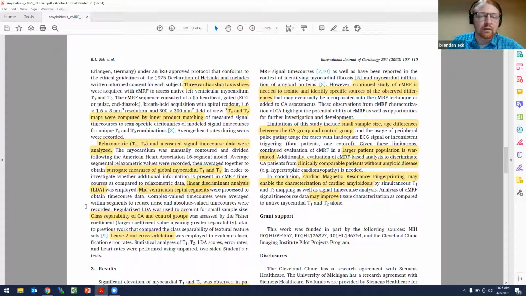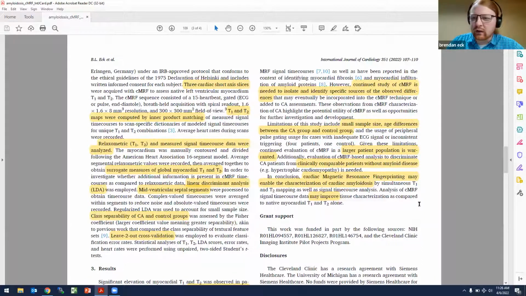And because these time course signal data are high dimensional, we used a regularized linear discriminant analysis. And then after obtaining these LDA analysis data, we looked at the class separability of cardiac amyloidosis as compared to the control groups. We looked at the Fisher coefficient, and then we also looked at a leave two out cross-validation, just to look at the ability to discriminate cardiac amyloidosis from healthy controls.